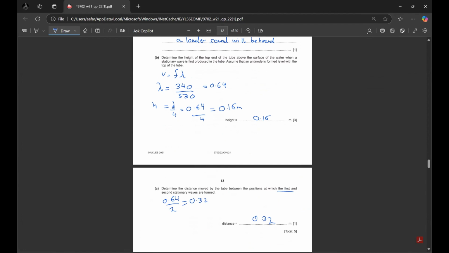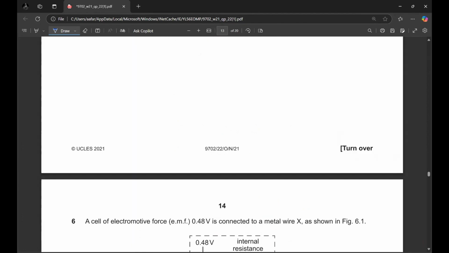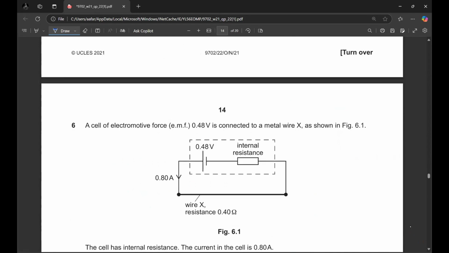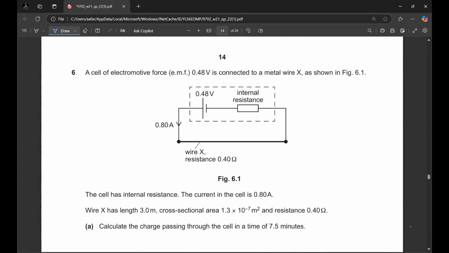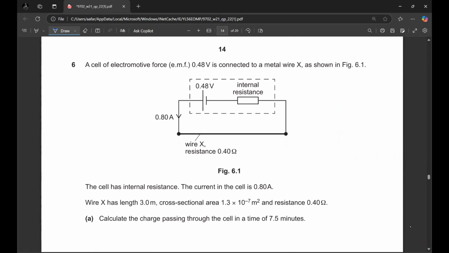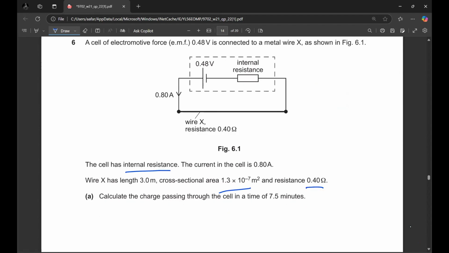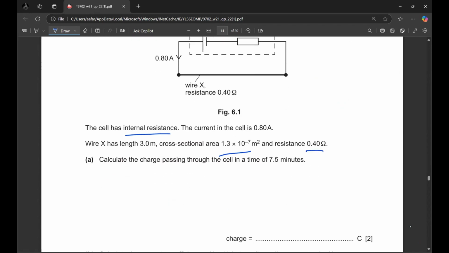Okay, Olivia. A cell of electromotive force 0.48 volts is connected to a metal wire X as shown in figure 6.1. The cell has internal resistance. Current in the cell is 0.8 amperes. Wire X has length 3 meters, cross-sectional area this, and resistance this. Calculate the charge passing through the cell in a time of 7.5 minutes.